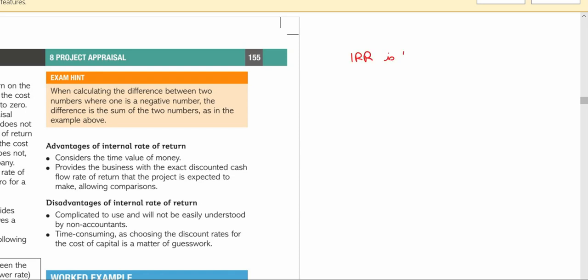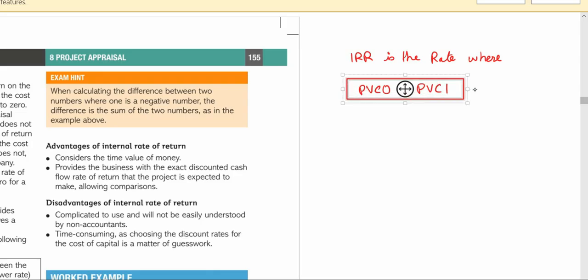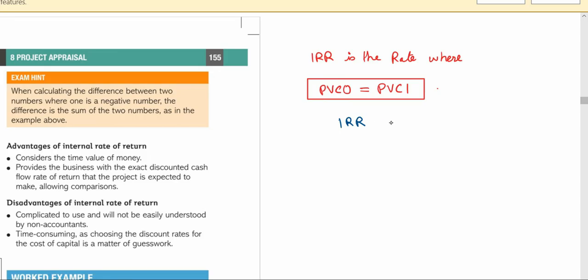IRR is the rate where the present value of cash outflow equalizes the present value of cash inflow. This is the rate the business must get. It is the minimum acceptable rate for the business. To decide whether we invest in the project or not, we compare IRR with the market rate of interest.